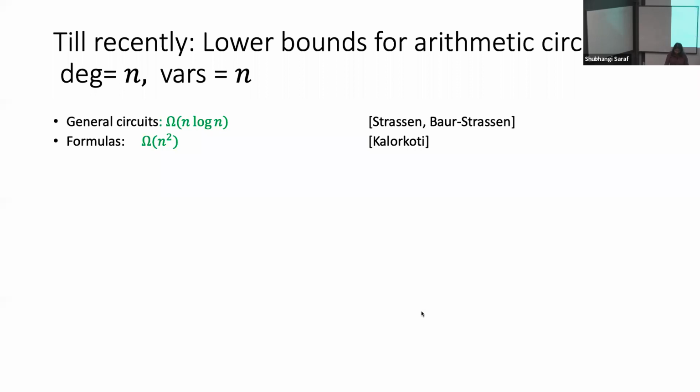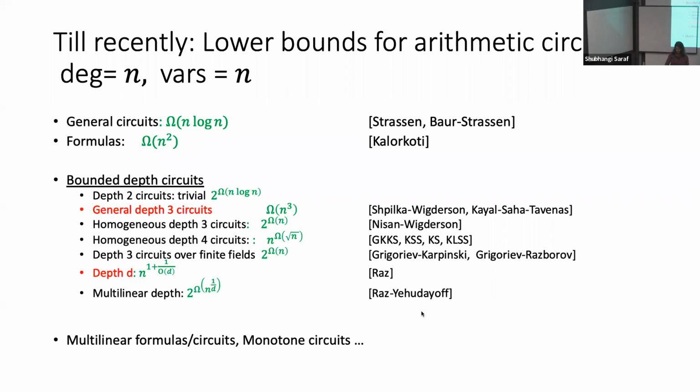Okay, so clearly this progress was very hard. It's stalled because we don't know how to approach general circuits. So there was a lot of attention focused on restricted models of computation, and bounded depth arithmetic circuits was one such restriction which proved to be hard and at the same time interesting. What do we know about bounded depth circuits?